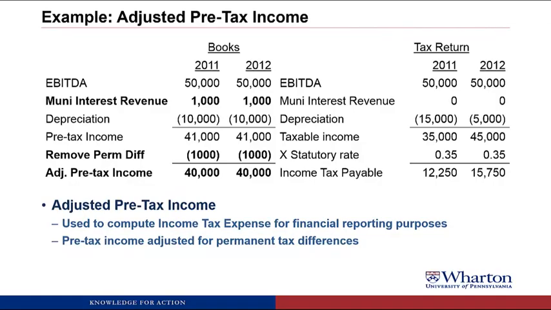So we have pre-tax income of $41,000. We subtract the municipal bond interest revenue. So to remove the permanent difference interest revenue, we subtract it, and we get to adjusted pre-tax income of $40,000, which represents just the EBITDA minus the depreciation at this point.